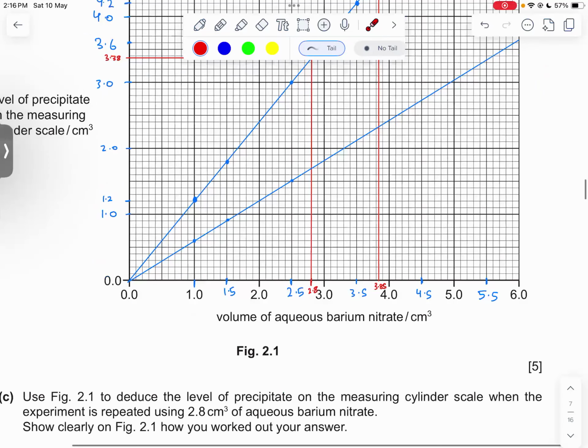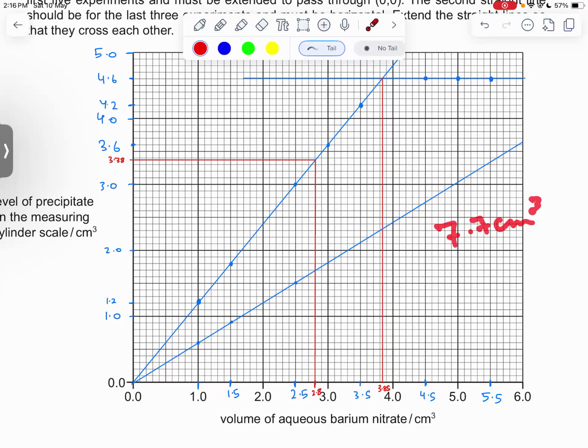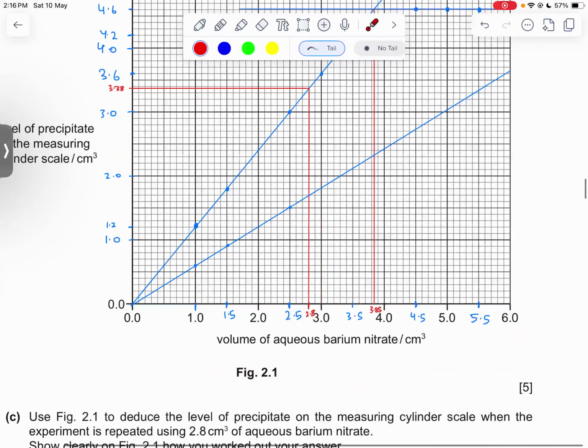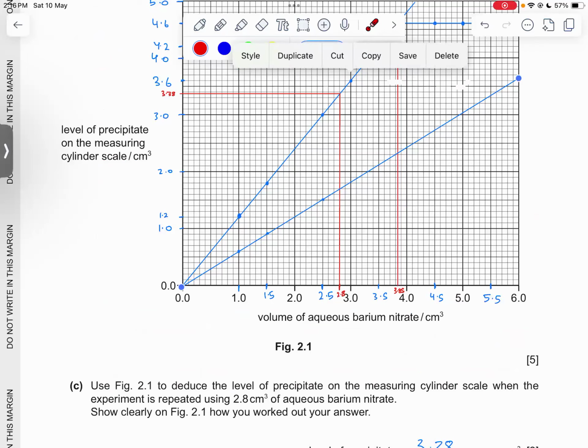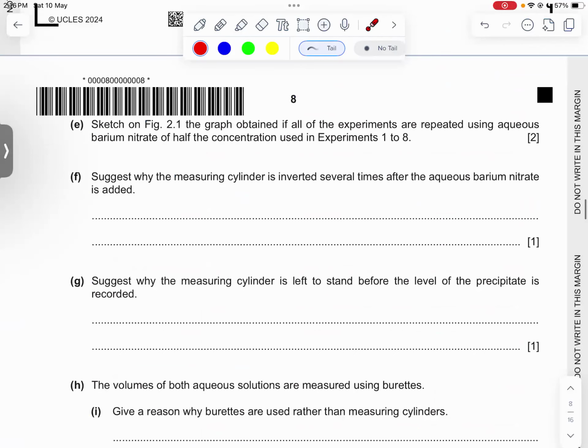I'll give you an example of when it would become in excess. If this concentration of barium nitrate was becoming excess at 3.85, then if you decrease the concentration to half, about 3.85 times 2, which is about 7.7 centimeter cube of barium nitrate would be required to completely react with the 4 centimeter cube magnesium sulfate now. I hope that makes sense. So this is our line, of half the concentration.